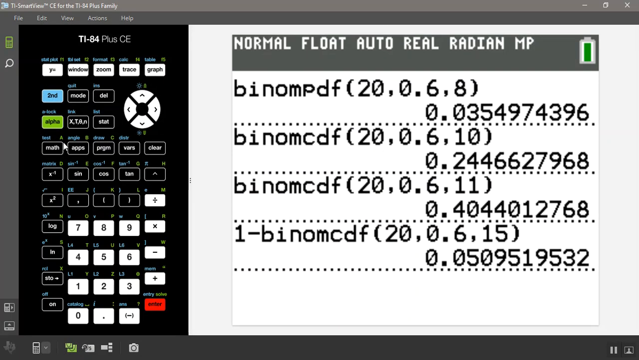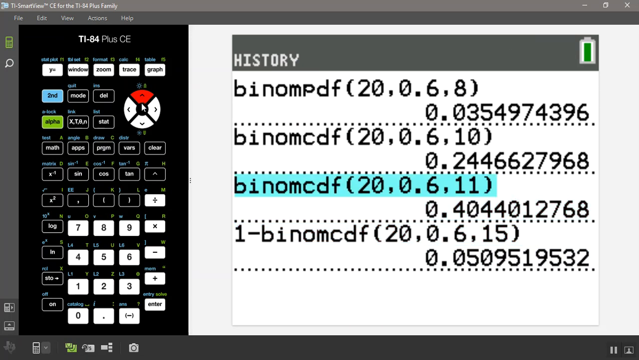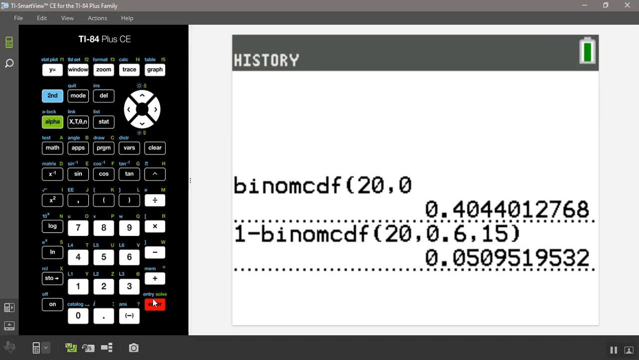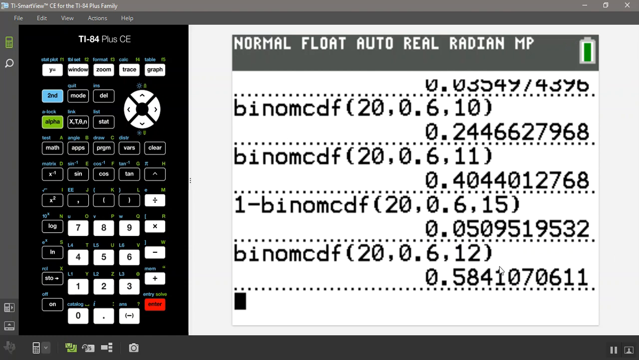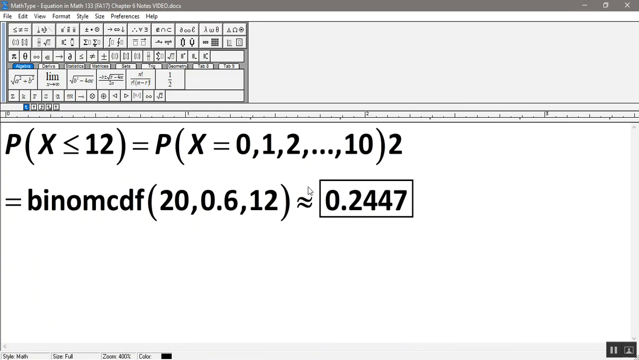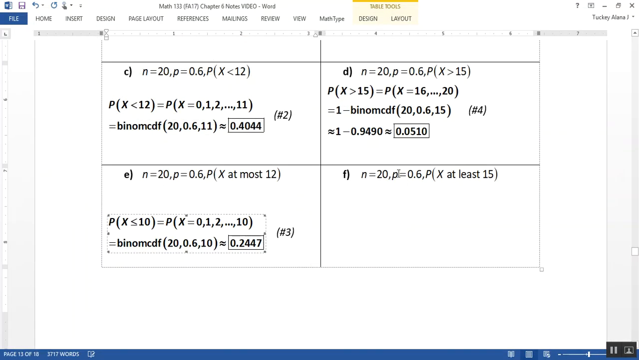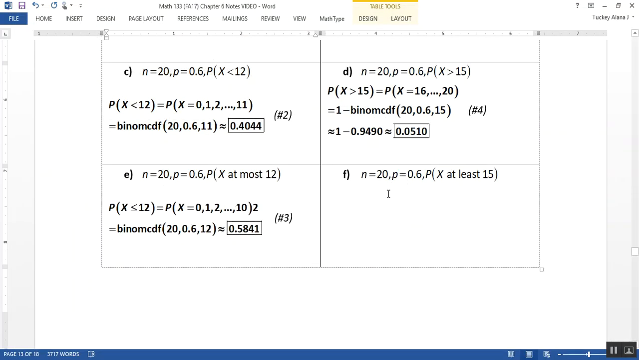So let me go grab a calculator. By the way, once you've typed these in once or twice, you can go up with your arrows and grab the entry you're interested in. And I can just overtype it with a 12. And I get 0.5841. So this would be 0.5841, like that. All right, so that was an extra one of rule number 3.